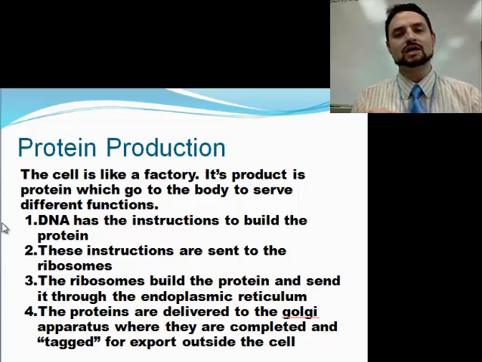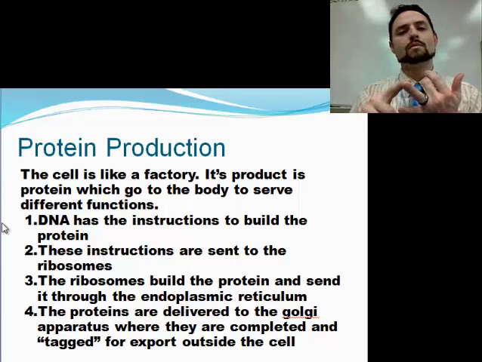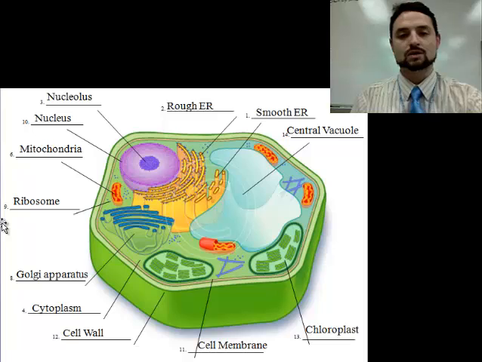But protein production is key, and that could be everything from an enzyme to a hormone to some kind of signaling molecule somewhere else in the cell to some kind of function like mitosis or meiosis or whatever may be the case. The proteins are the ones that cause these things to happen in the cell.